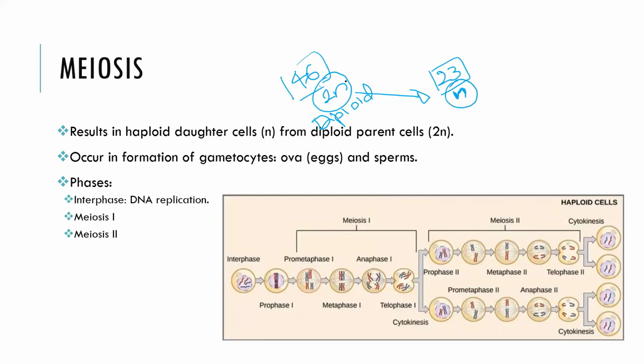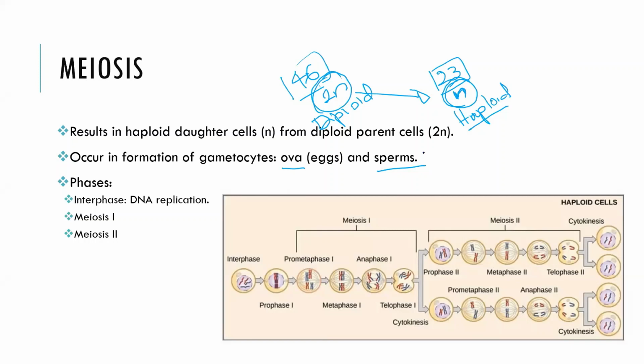It has two sets, and this type of cell which has only one set of chromosomes is called a haploid cell. So this occurs in the formation of gametocytes that are formed during sexual reproduction. So in the formation of ova and sperms, we have meiosis.